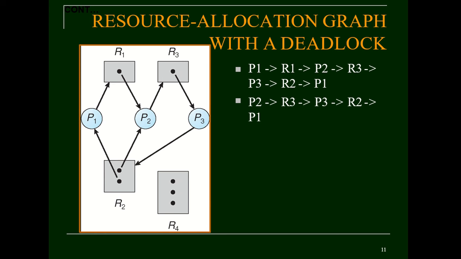Again, a second deadlock can occur if P2 is holding the resource R3 and R3 is requested by P3. P3 holds R2 and R2 is again requested by P1. So again the deadlock occurs.